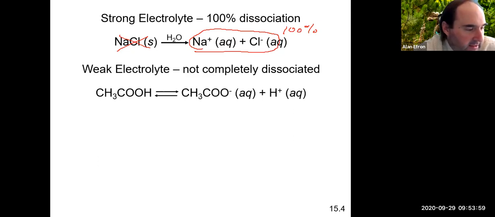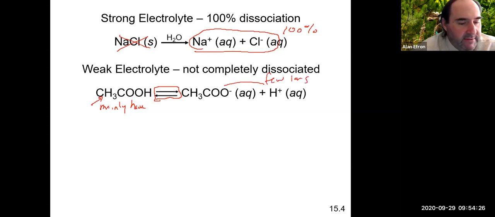A weak electrolyte, on the other hand, is something that does not 100% break apart. It actually mainly stays together. And we usually can see that with these reversible arrows, which usually indicate a weak electrolyte. And unlike a strong electrolyte in solution, this is mainly what you have. But you do have a little bit of these guys. So you've got a few of these ions floating around. Because you still are able to create a few ions, it is still able to conduct electricity, but nowhere near what a strong electrolyte could do.